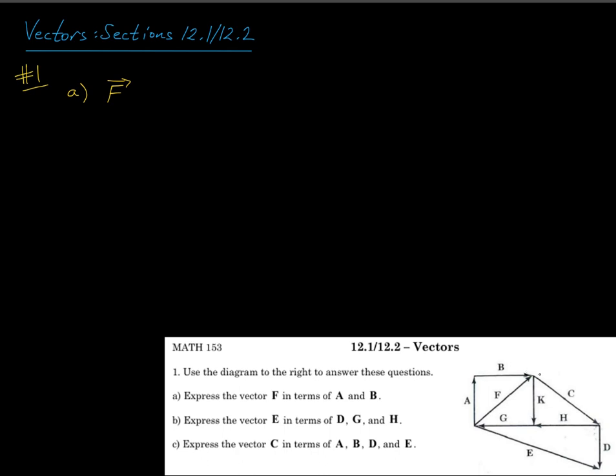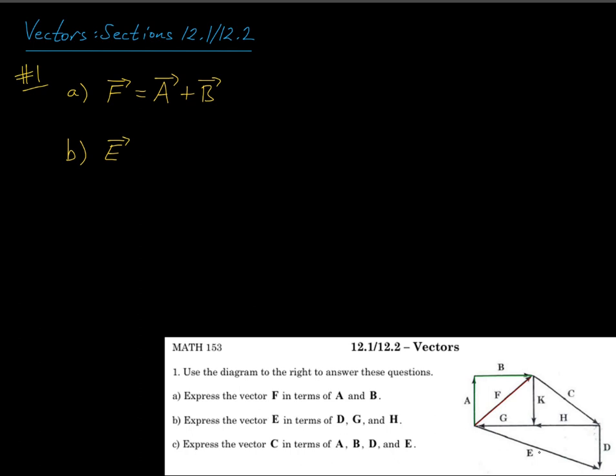Based on our discussion in the last video, f is the vector sum of a and b, right? So follow a, then b, the resultant vector is f. So f is a plus b. All right, cool. For part B, it says express the vector e in terms of d, g, and h.